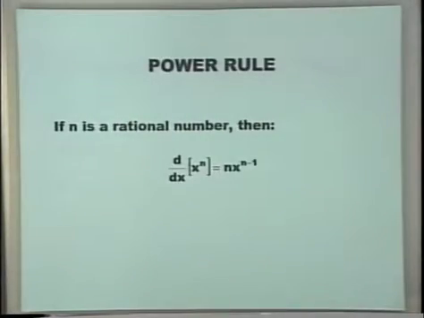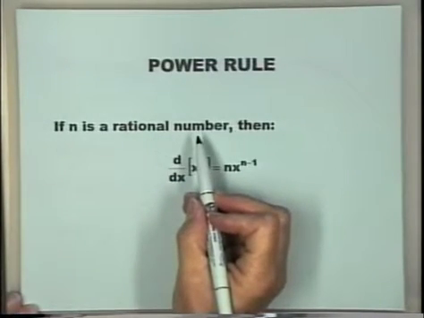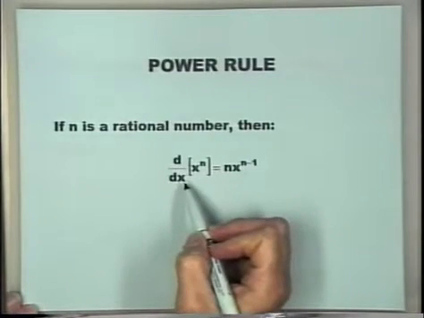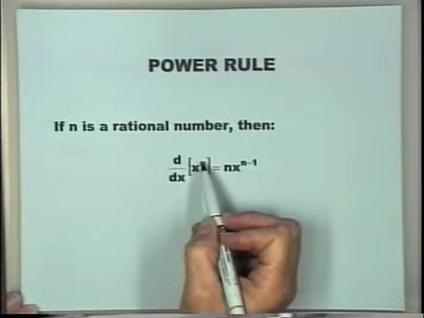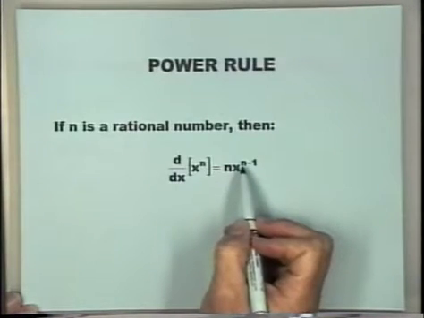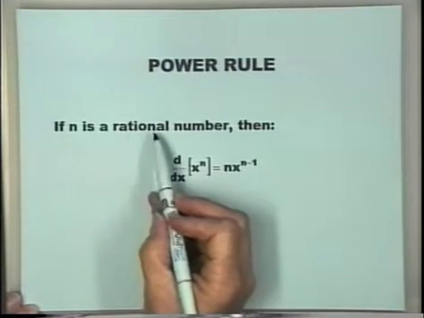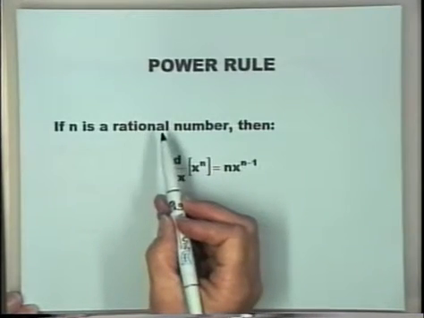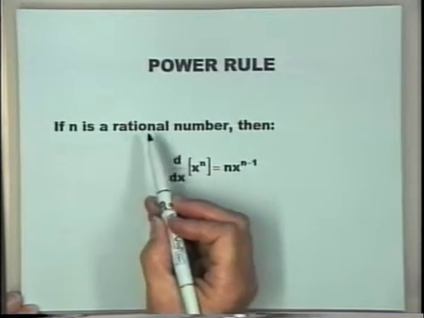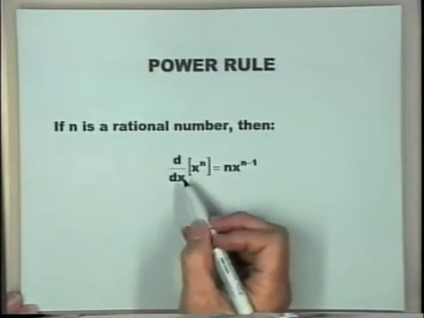Our second rule is called the power rule. If n is a rational number, then the derivative with respect to x of x to the n equals n times x to the n minus 1. Now, rational number means that it could be, what, a fraction, perhaps? Okay, we'll come back to that later. But let's concentrate on the rule.